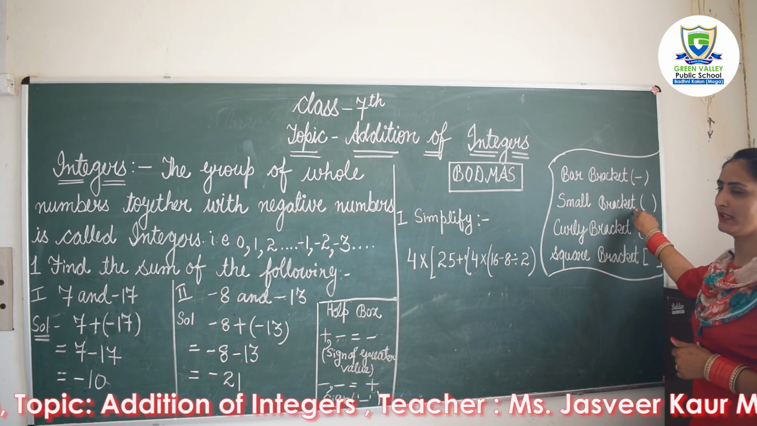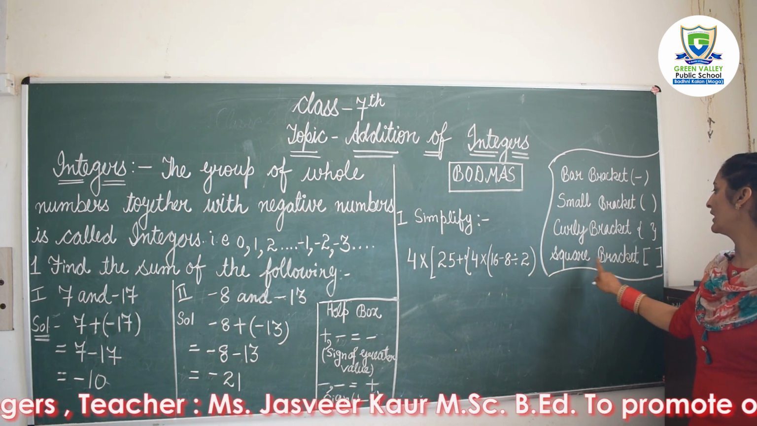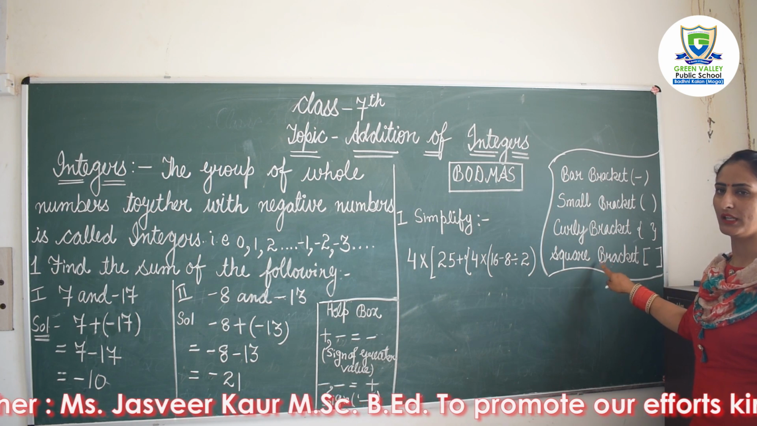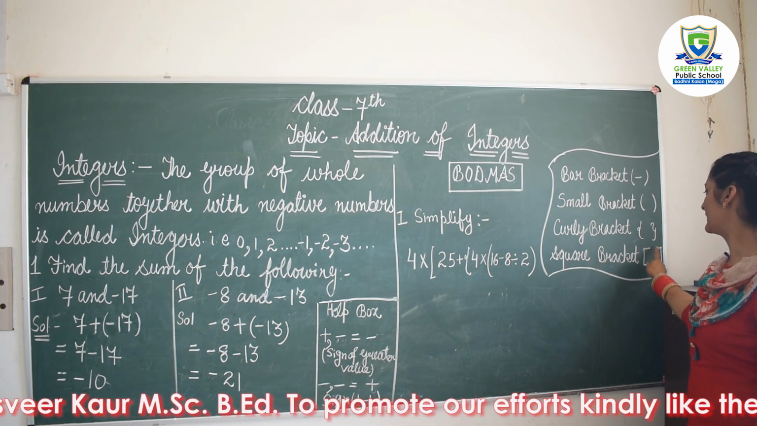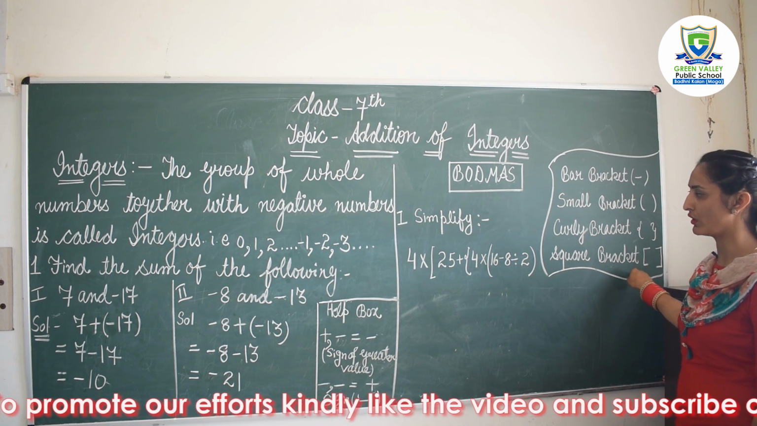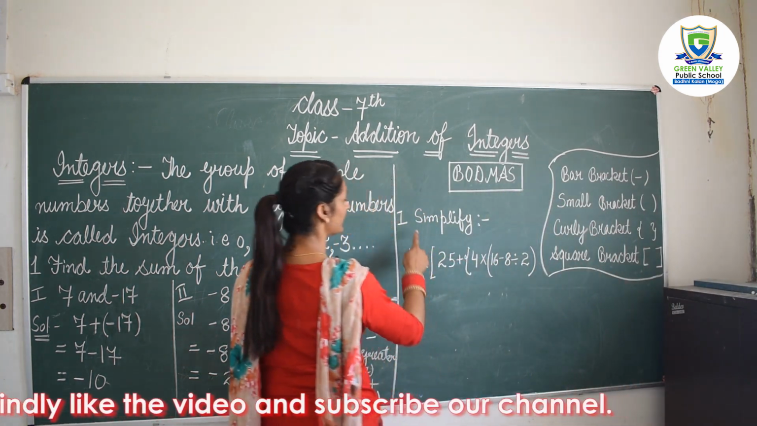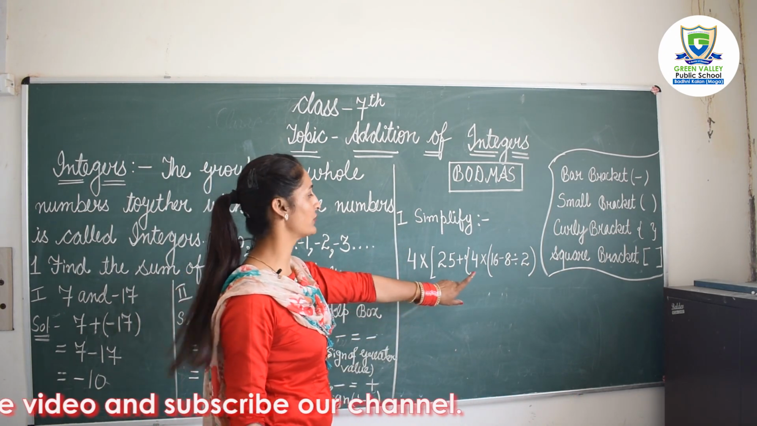After small bracket, this curly bracket will come. And the last is square bracket, or you can say big bracket, that we put like this. At the last of the sum, we have to solve this. And now I have one question for you: simplify this question.